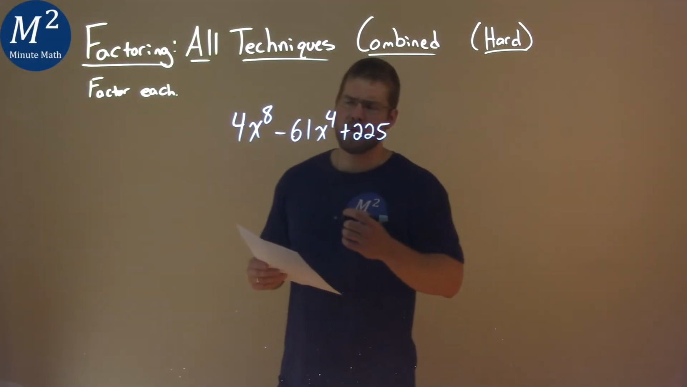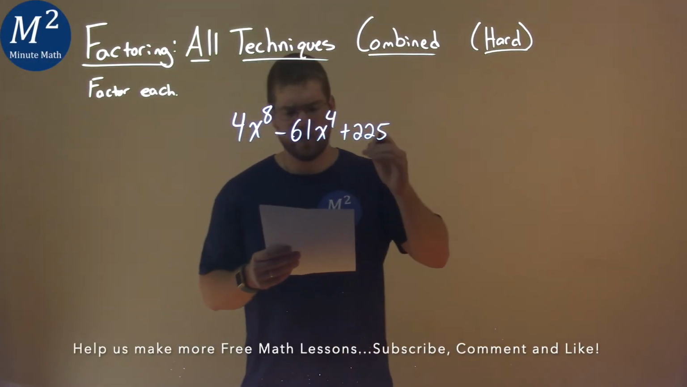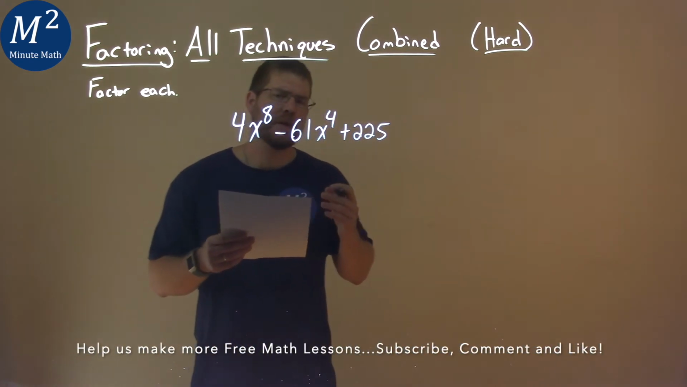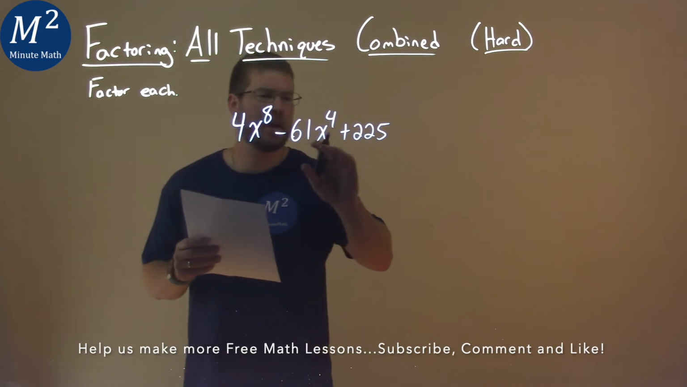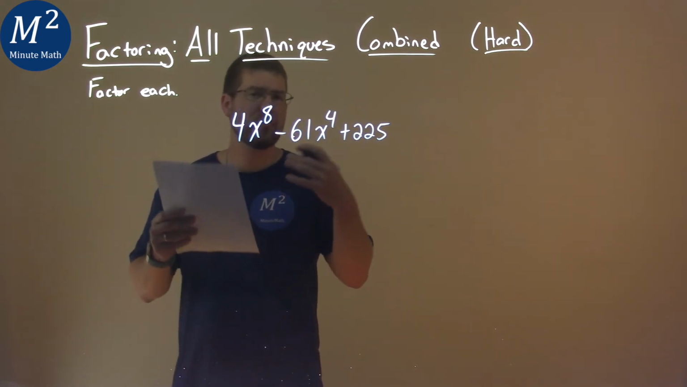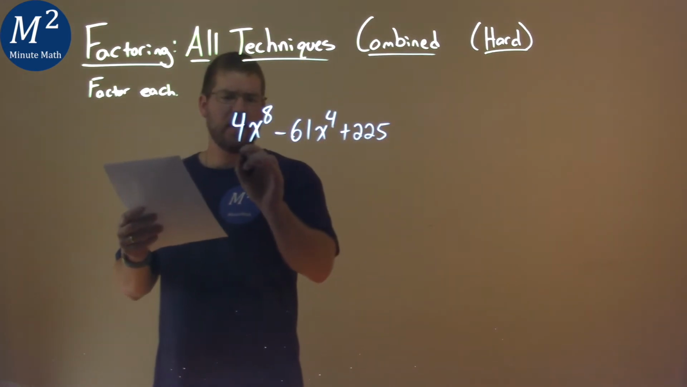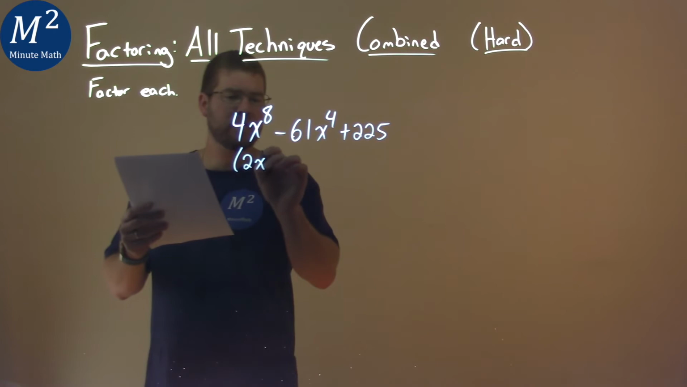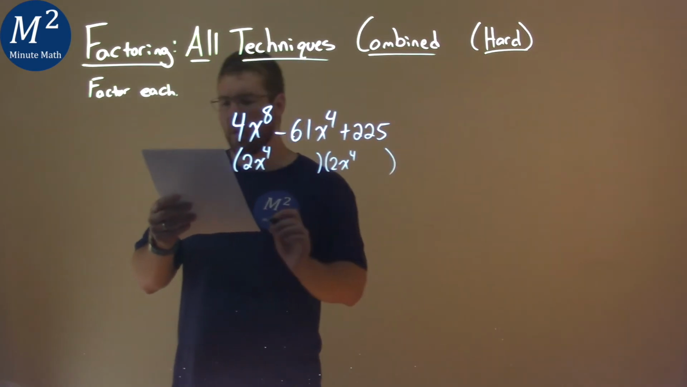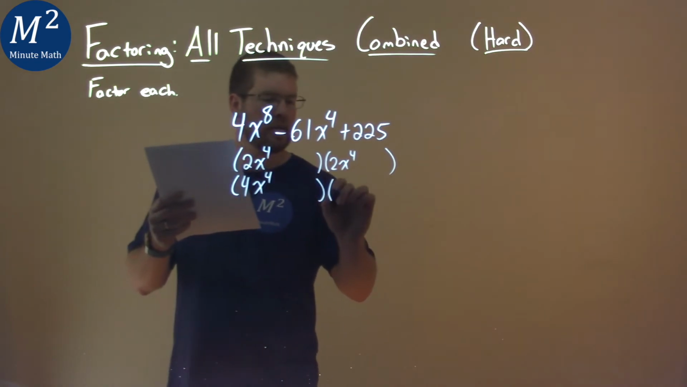We're given this problem right here. 4x to the 8th minus 61x to the 4th plus 225, and we got to factor this. Now what's tricky here is we can see it's in quadratic form. We have an a value of 4, meaning there's two options of setting this whole thing up. It has some combination of 2x to the 4th like this and 2x to the 4th, or we can have some 4x to the 4th times 4.